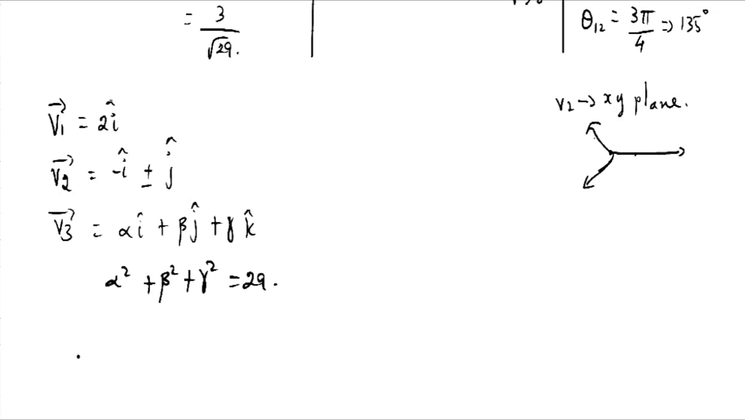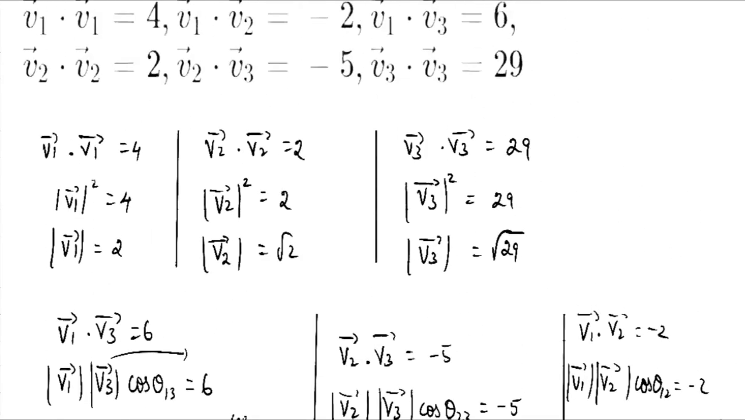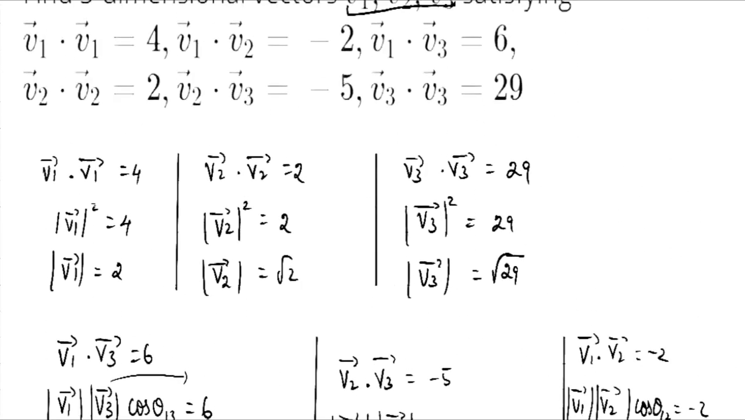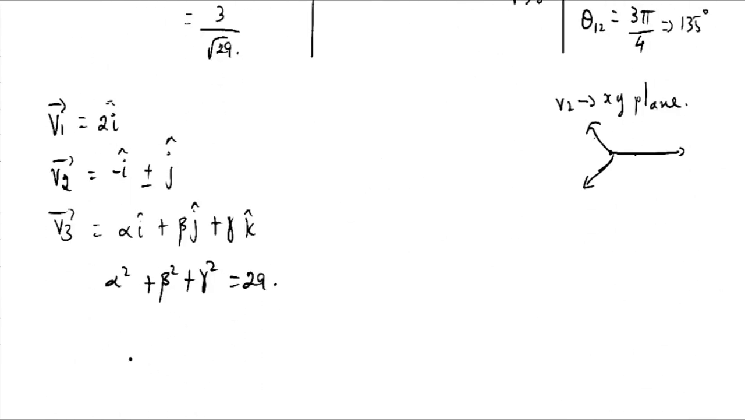Okay students, so first I am going to take v3 comma v1 here. v3 dot v1 equals, here in v3 alpha, beta, gamma is there, so the v1 value is the i value. So the i component becomes alpha, right? So it is 2 alpha.